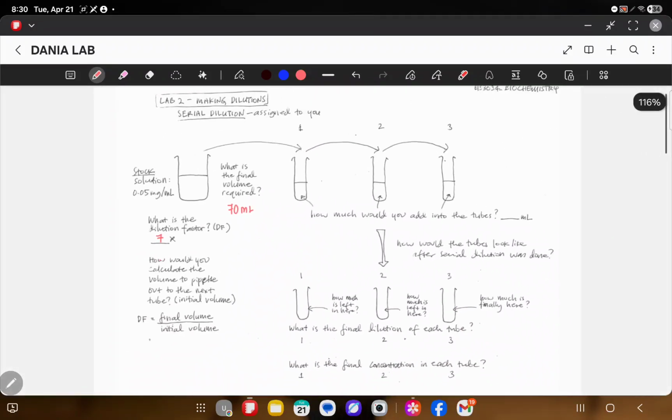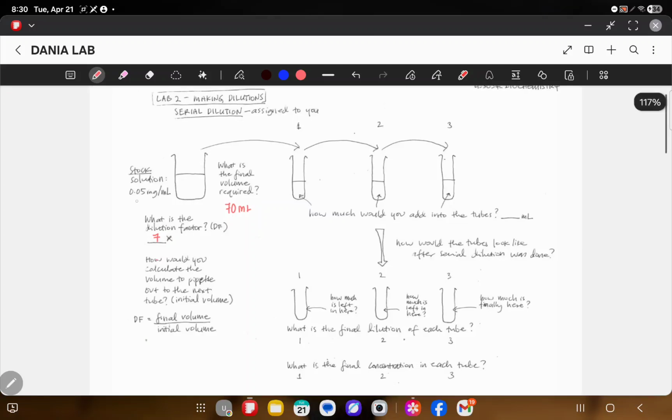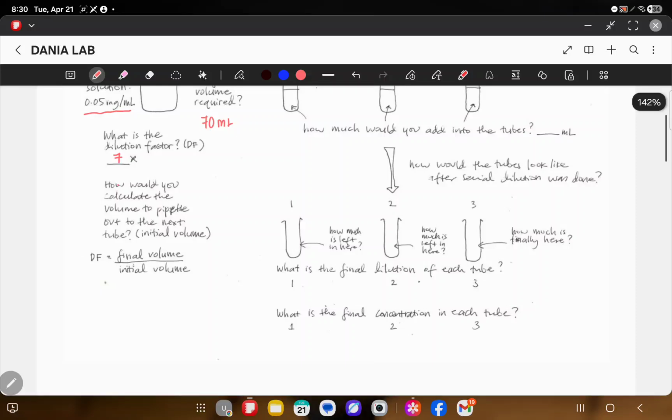So here is the template we were given. My stock solution concentration is 0.05 mg per ml of bromophenol blue. The assigned dilution factor is 7 times and the final volume in each tube is 70 ml. To calculate how much stock solution to pipette into the next tube, I use the dilution factor formula, which is dF equals final volume over initial volume.